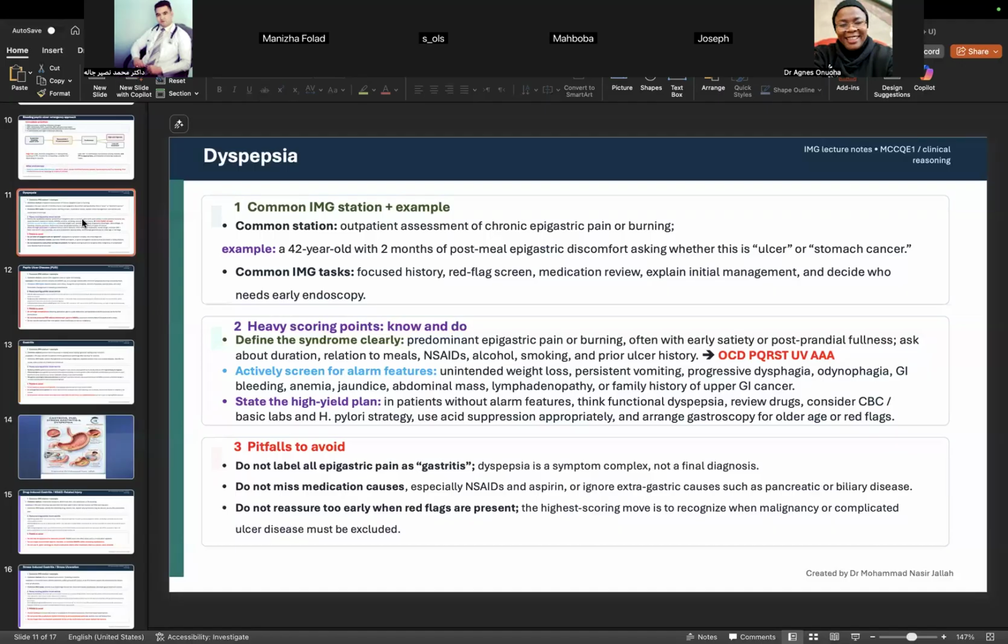So basically, you're covering the OCD, PQRS, UV, AAA. You don't have to go one by one if it is not just the pain, but if it is the pain, you need to do it.